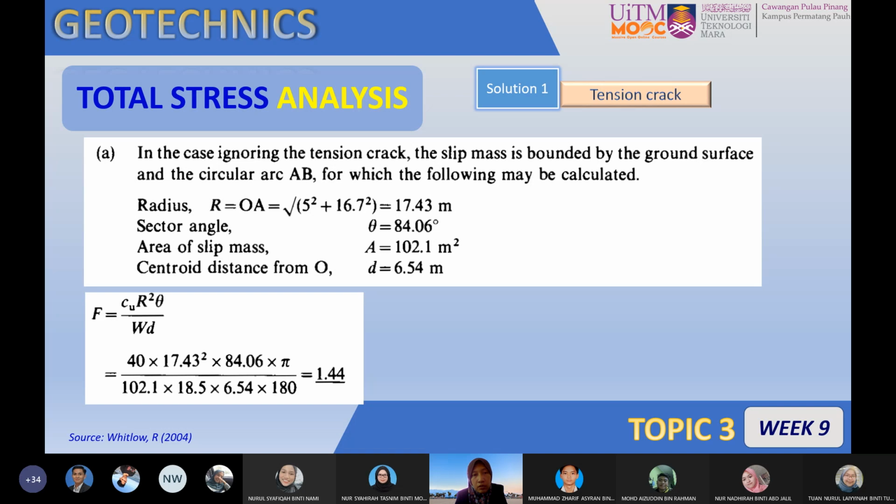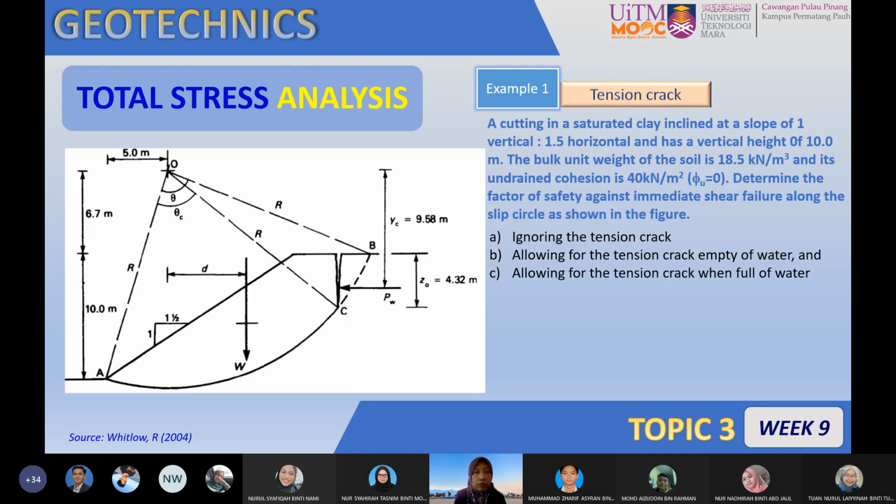Okay, first of all, when you have these kinds of problems, we need to find the radius. Why is the radius important? Because you saw just now in the formula we have Cu R squared theta over Wd. So the R, the radius of the slip circle, can be found from the Pythagoras theorem formula and the sector angle, where the sector angle is measured. So you can see from here there are two sector angles.